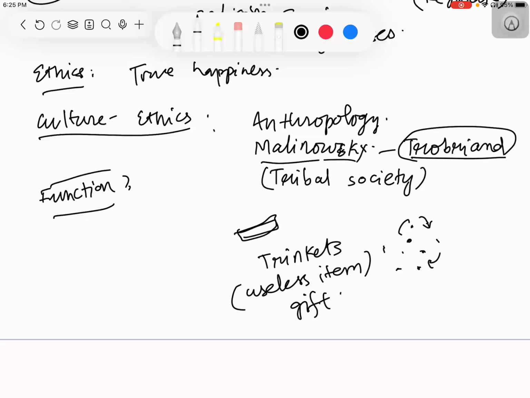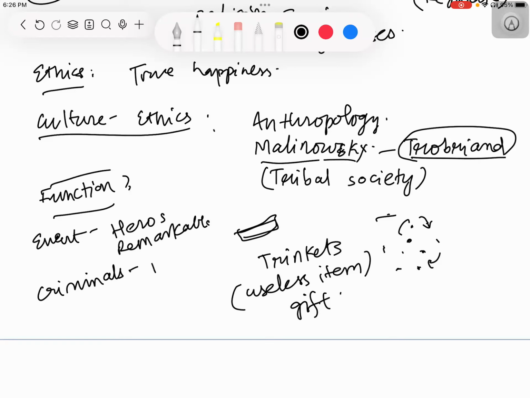Then he understood it, examined it deeply, and noticed that this function, sorry, this event, is usually where heroes of the culture who have done some remarkable things are allowed to go on this kind of journey. And criminals, those with bad personalities who do wrong things, even they also have murder, they also have stealing, so they are being banned or boycotted from this. When they are boycotted, they feel sad, so this works as a sort of punishment.